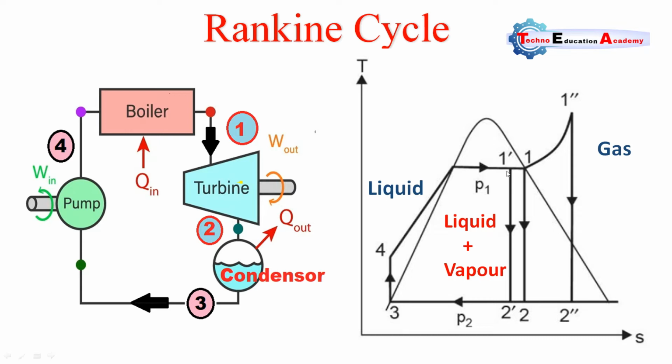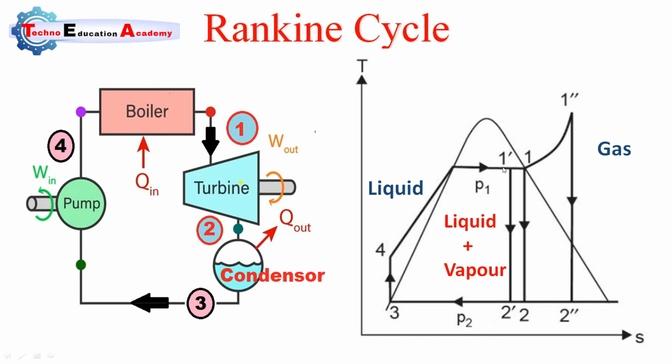So here you can see that 1 dash represents the wet steam. We know that the boiling point of water is 100 degrees Celsius. So at 60 degrees, some moisture is there. At 70 degrees, the moisture content decreases. At 90 degrees, again the moisture content decreases. This portion is represented by the middle portion of the dome. At 100 degrees, the total moisture is removed. It is called saturated steam, and it is represented at point 1.